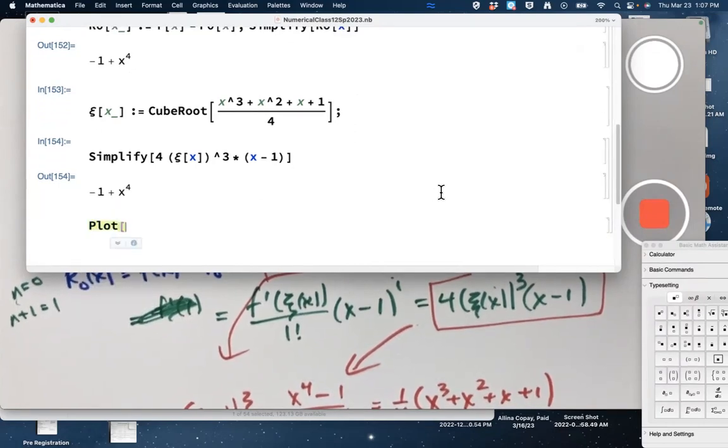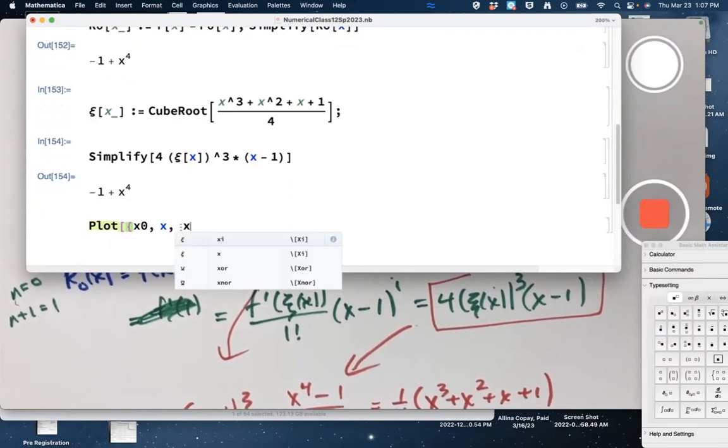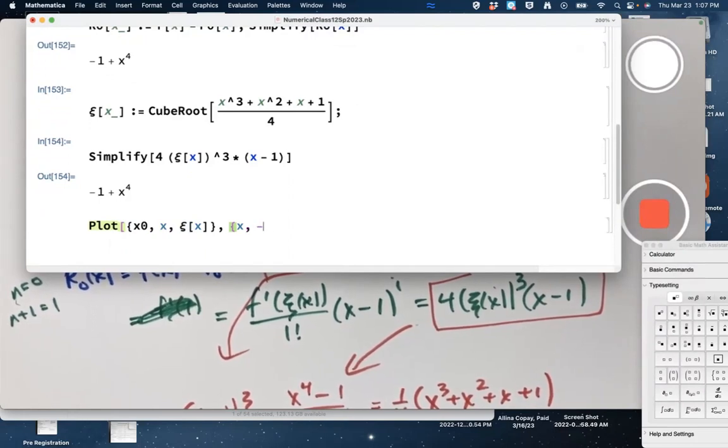You could actually plot it. You could plot x0, again, which is 1, so we'll see a horizontal line at 1. You can plot x, arbitrary x. And you could plot c of x close to 1, say. Maybe even not necessarily close to 1. Let's go negative 10 to 10.